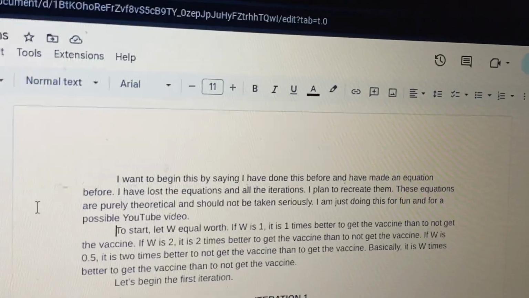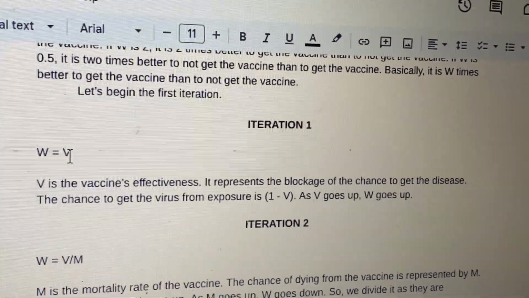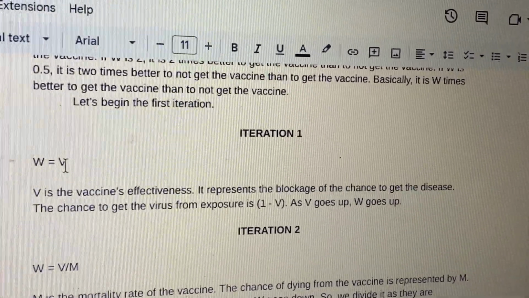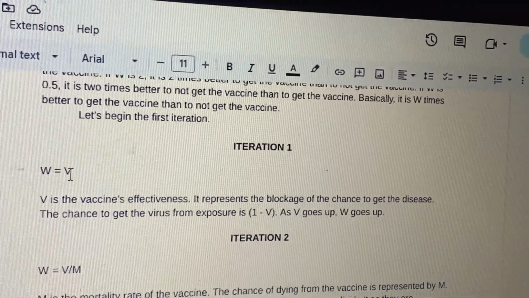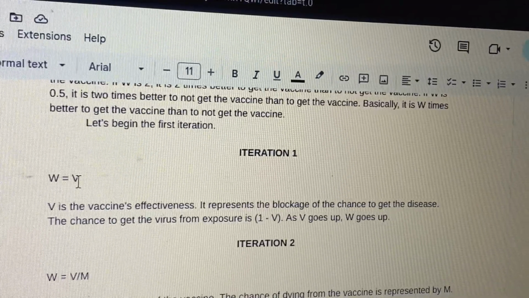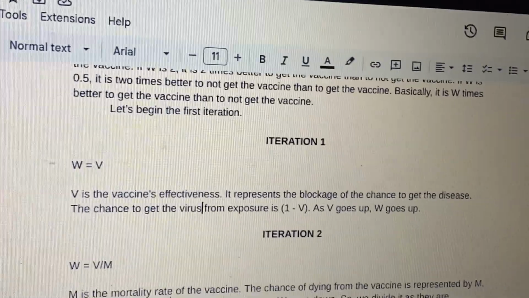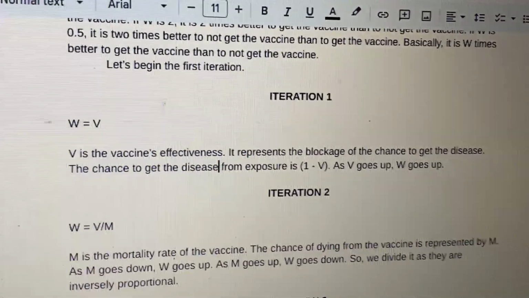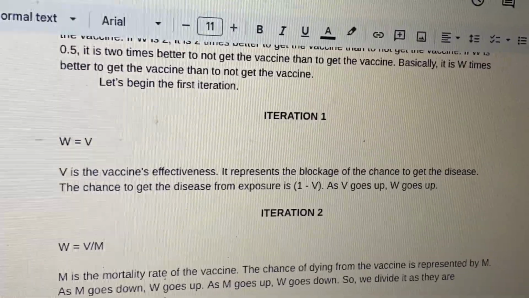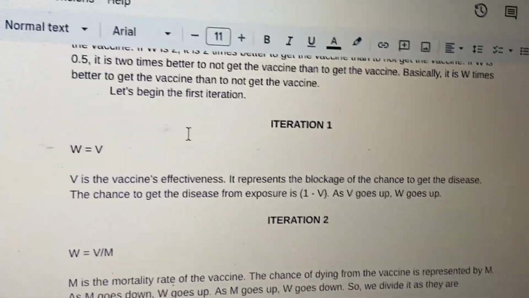Let's begin the first iteration. So iteration 1, I have just W equals V. Very basic, very simple. V is a vaccine's effectiveness. It represents the blockage of the chance to get the disease. The chance to get the virus from exposure is 1 minus V. As V goes up, W goes up.